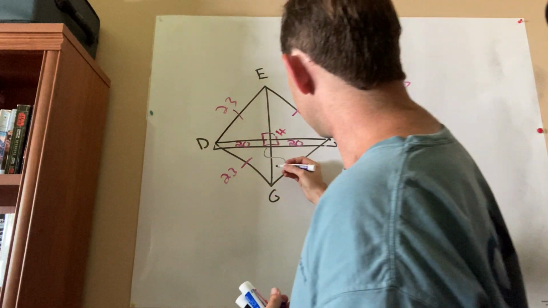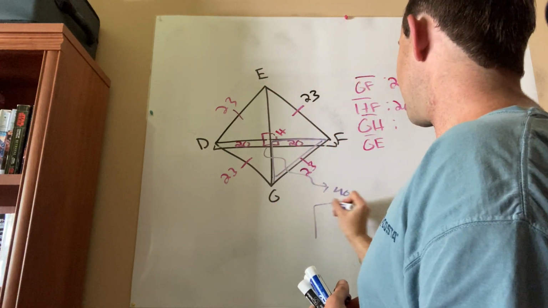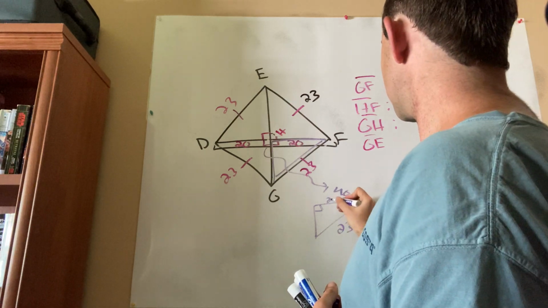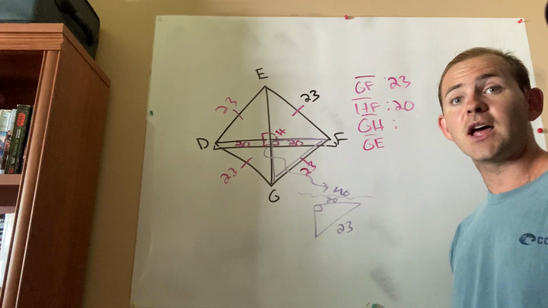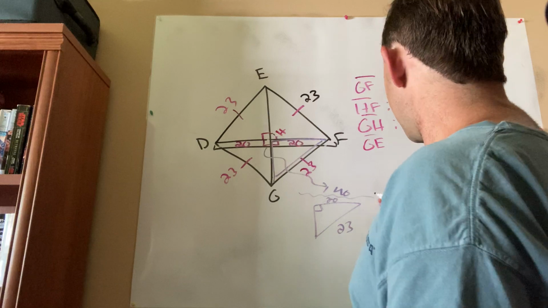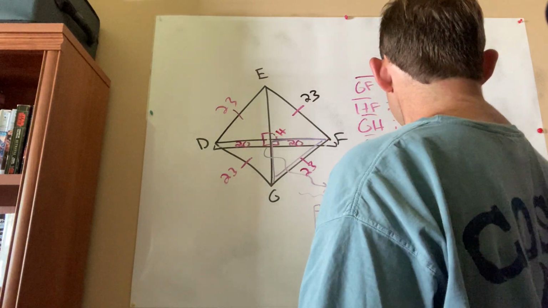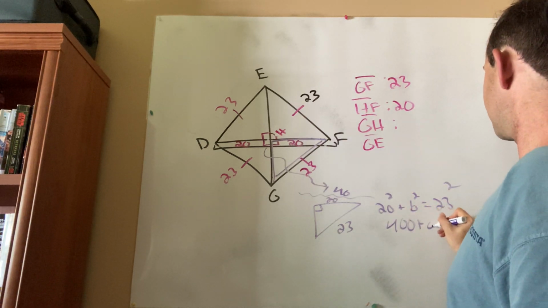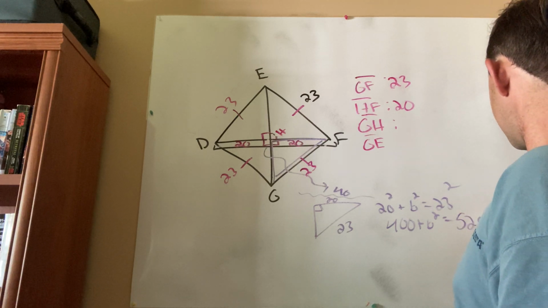Do you all agree with me that there is a right triangle right here? Let me redraw that for you. Right triangle, this is 23 and this is 20, okay? What theorem can I use with right triangles to find a third side? The Pythagorean theorem. So I have a leg and a hypotenuse, so I'm going to do 20 squared plus b squared equals 23 squared. That's going to mean that 400 plus b squared equals, I want to say that's 529.